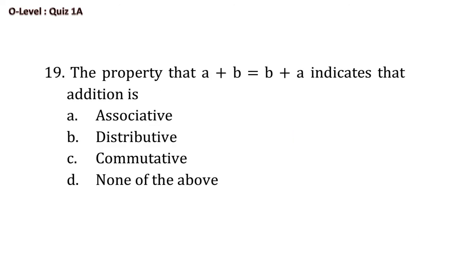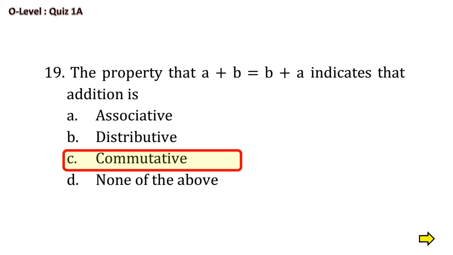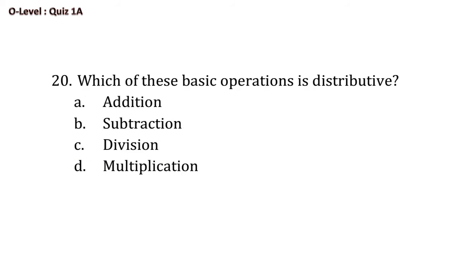Question 19. The property that a plus b equals b plus a indicates that addition is, in the previous lesson as I mentioned before, this is the commutative property, also called commutativity. So the only answer here is C, commutativity or commutative property. Question 20. Which of these basic operations is distributive?